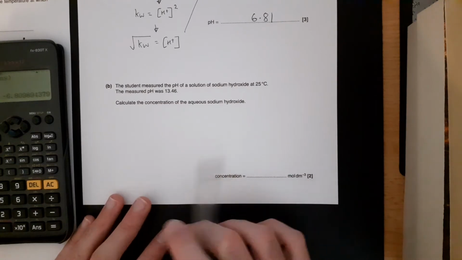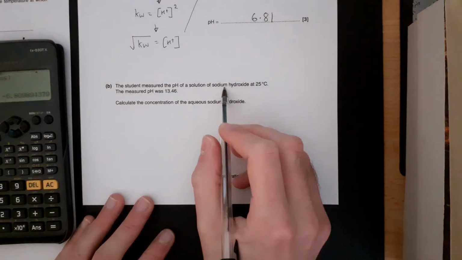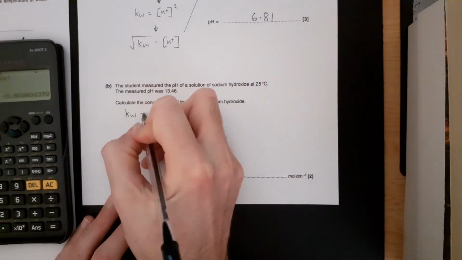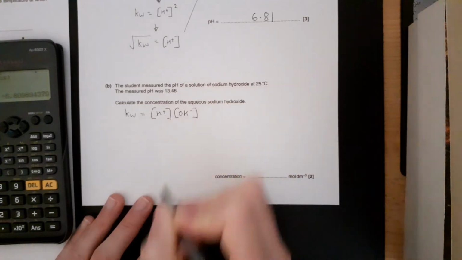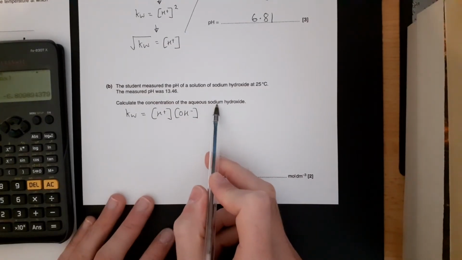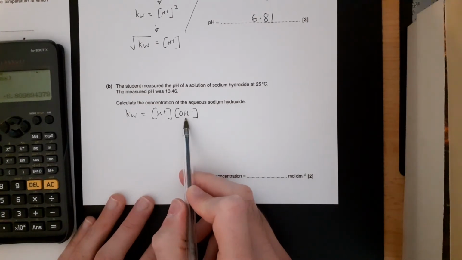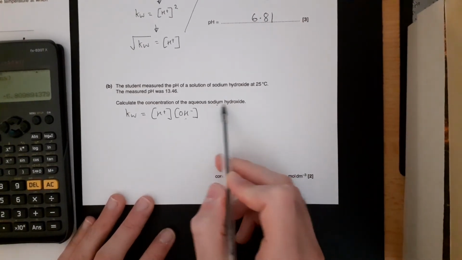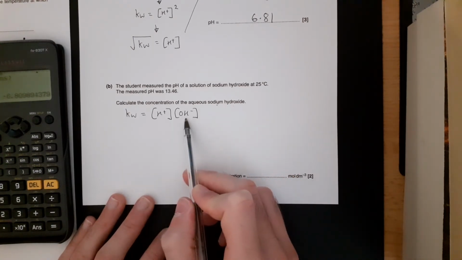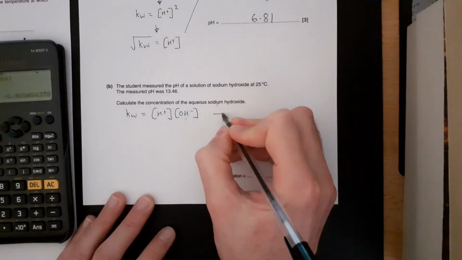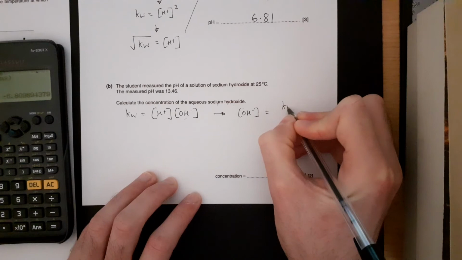Right, finally, the last question here. We've got a solution of sodium hydroxide. If it's sodium hydroxide, it's a base, so we want to be using Kw. Just get this written out. Calculate the concentration of the sodium hydroxide. So the sodium hydroxide is going to be the OH minus. Remember, because it's a strong base, that's going to completely dissociate. So the concentration of the sodium hydroxide is going to be the same as the concentration of OH minus. So we want to rearrange Kw for the OH minus concentration.